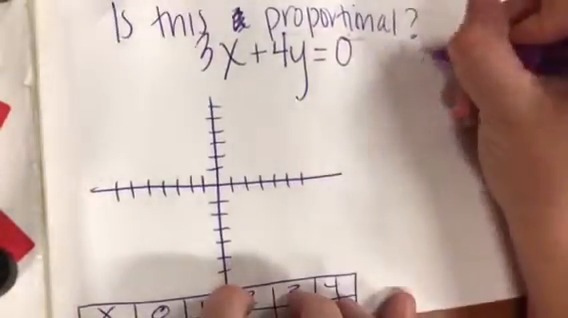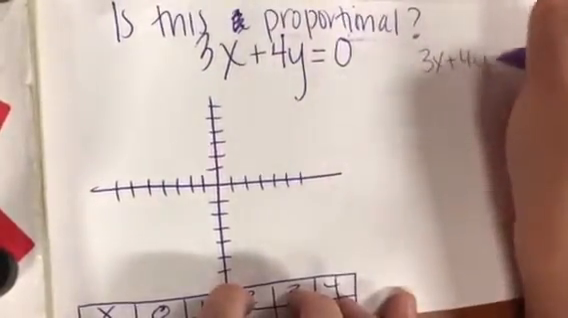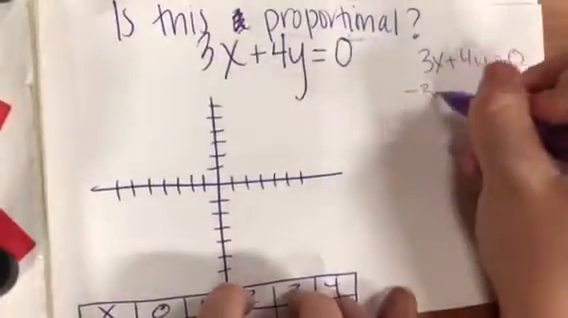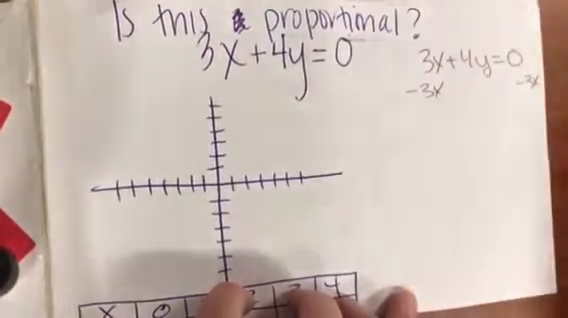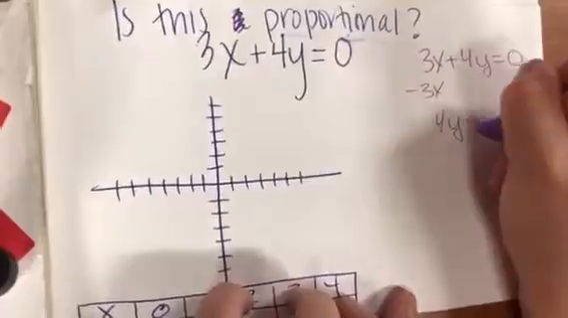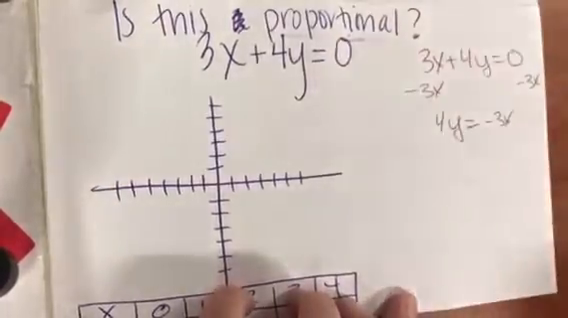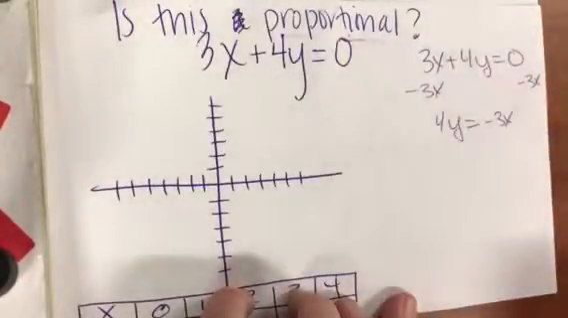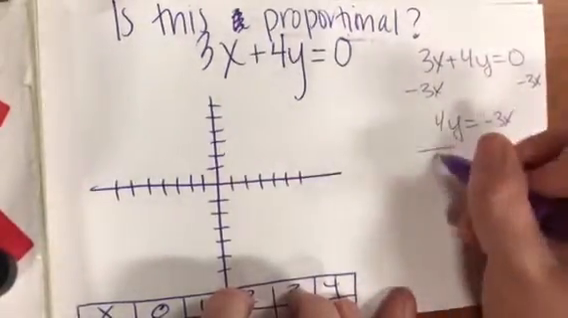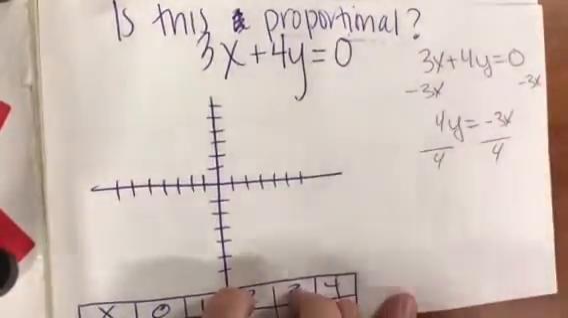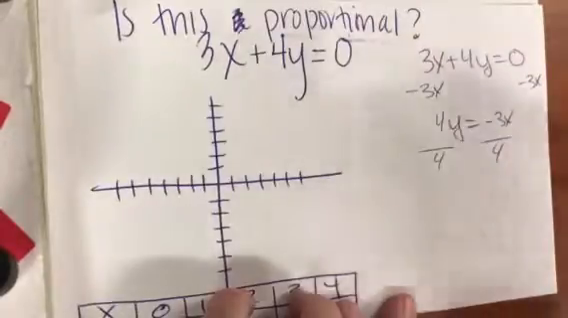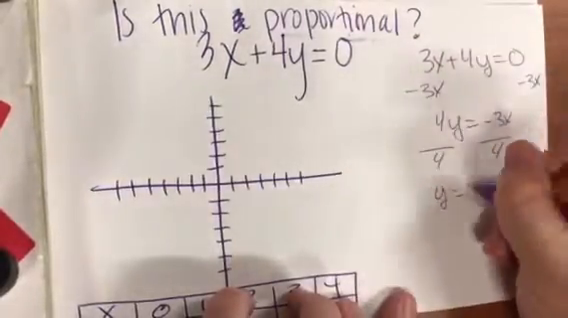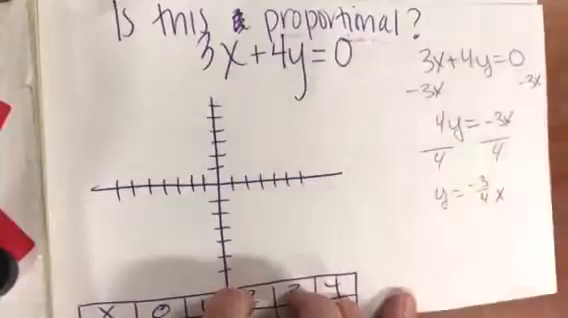So I'm going to have 3x plus 4y equals 0, minus 3x, minus 3x. 4y equals negative 3x. Is it okay that I took away that 0? Well, if I've got 5 plus 0, isn't that just 5? So I'm just going to leave it that way. Divide by 4, divide by 4. If you don't remember, we just did this in the last video, so that's why I'm going through it quickly. y equals negative 3/4 x.